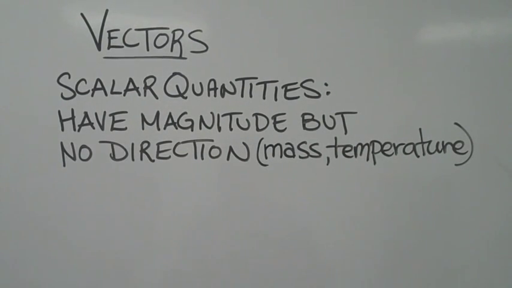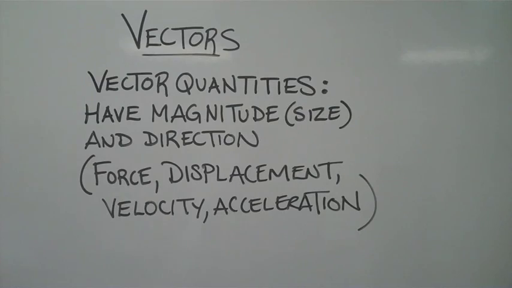Temperature has negatives and positives. It's a signed scalar quantity, but it has no direction. As opposed to scalar quantities, vector quantities have size or magnitude and direction. For example, force, displacement, velocity, and acceleration.